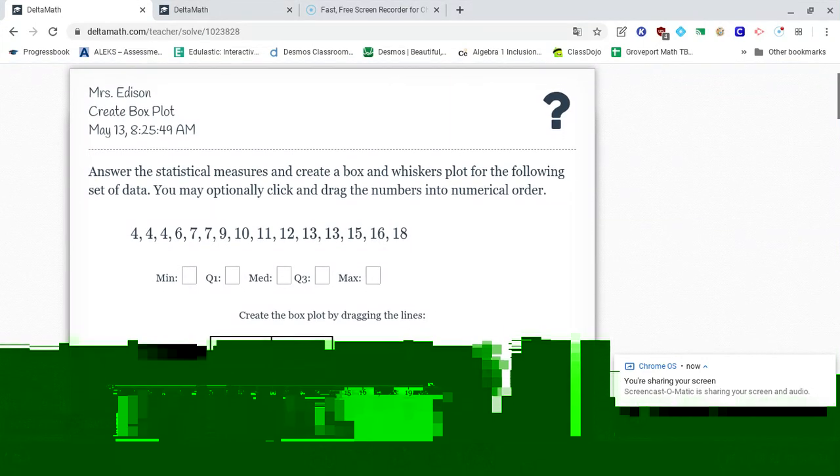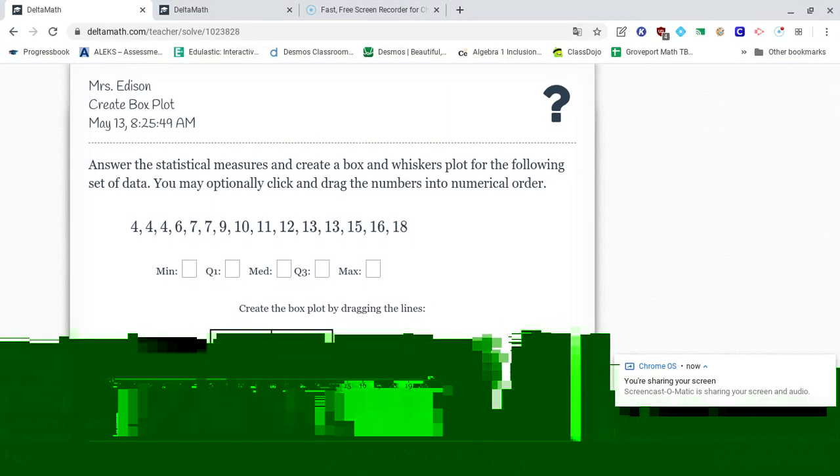All right, good morning. We are going to be continuing to look at statistics, and we are going to look at box and whisker plots, or box plots. Now, these things are all over the AIR test, and I know there's no AIR test this year, but you guys will probably have to take it next year. So we need to know how to do this and how to organize our data.